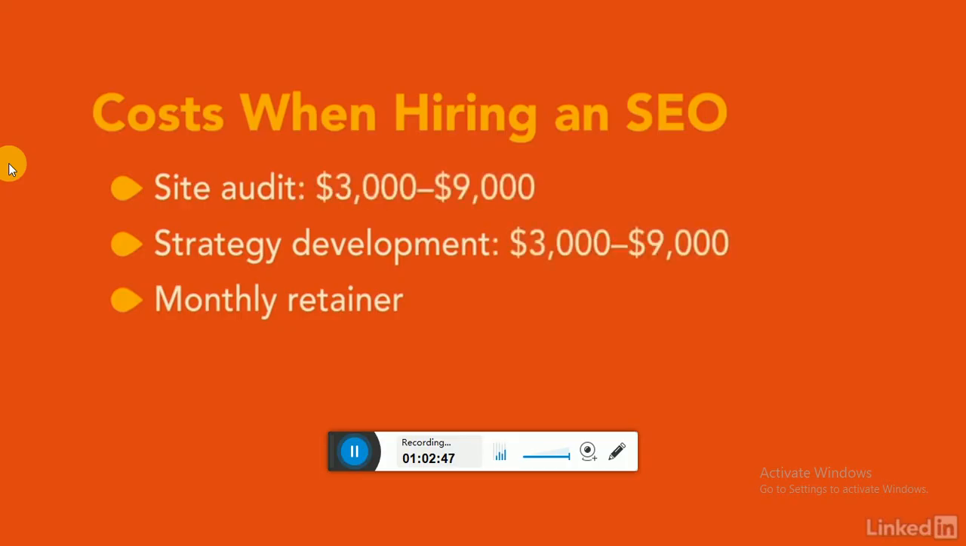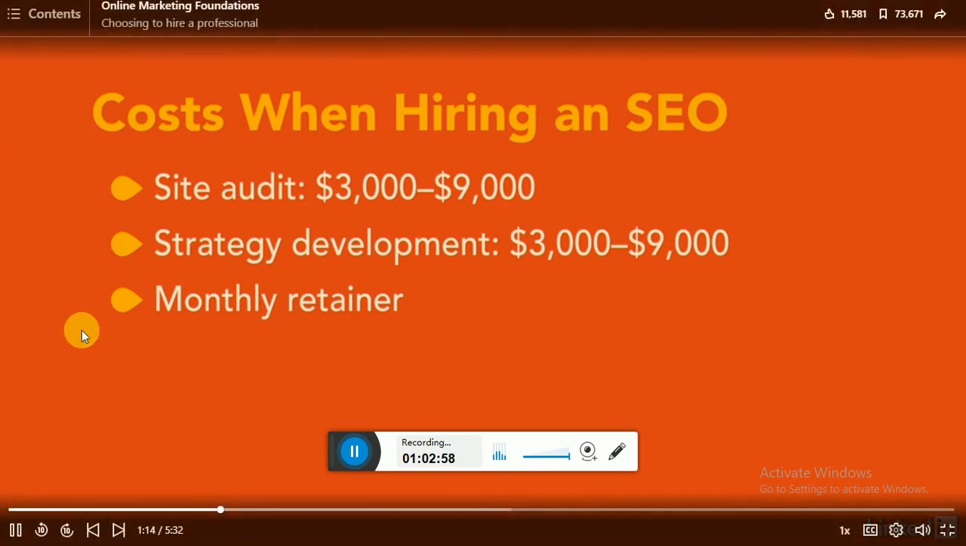For a medium-sized business, expect between $3,000 and $9,000 each for the audit and the strategy development. The implementation costs will be dependent on how much work is needed to achieve your desired result, but expect at least $1,000 a month for an ongoing retainer.